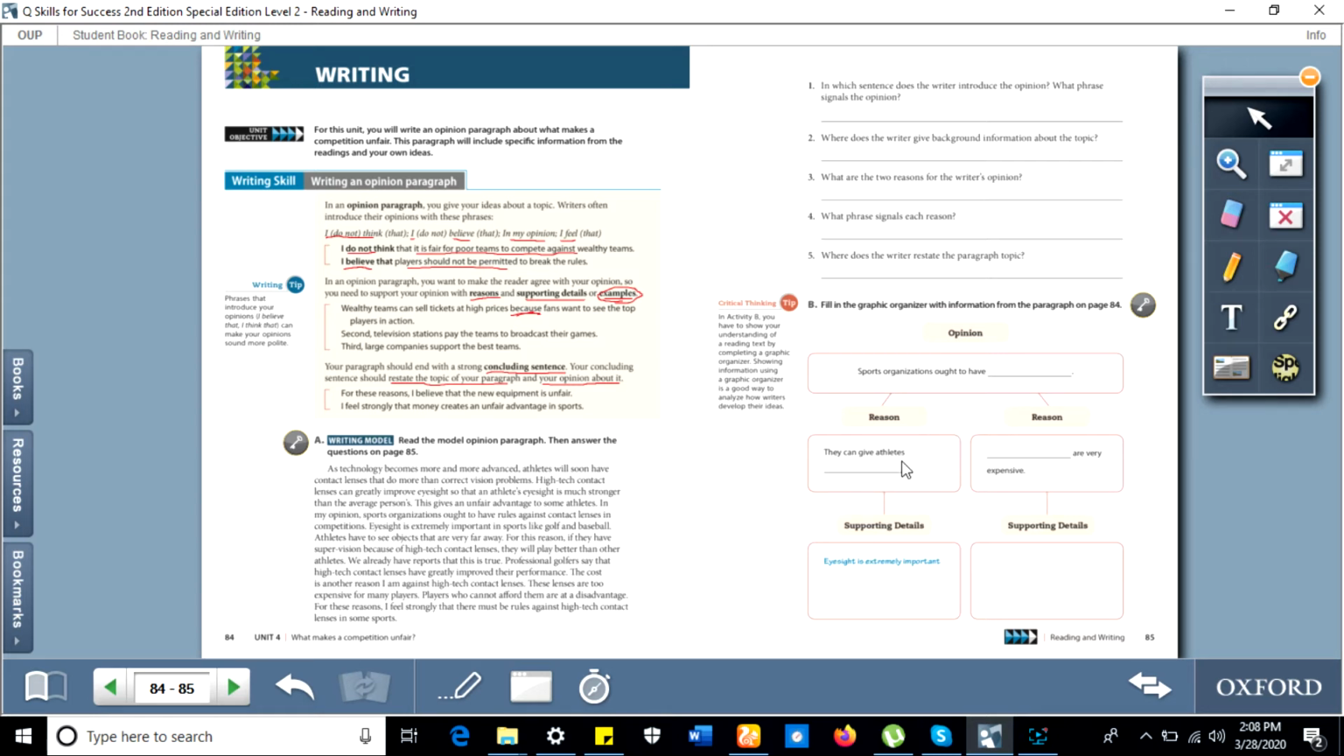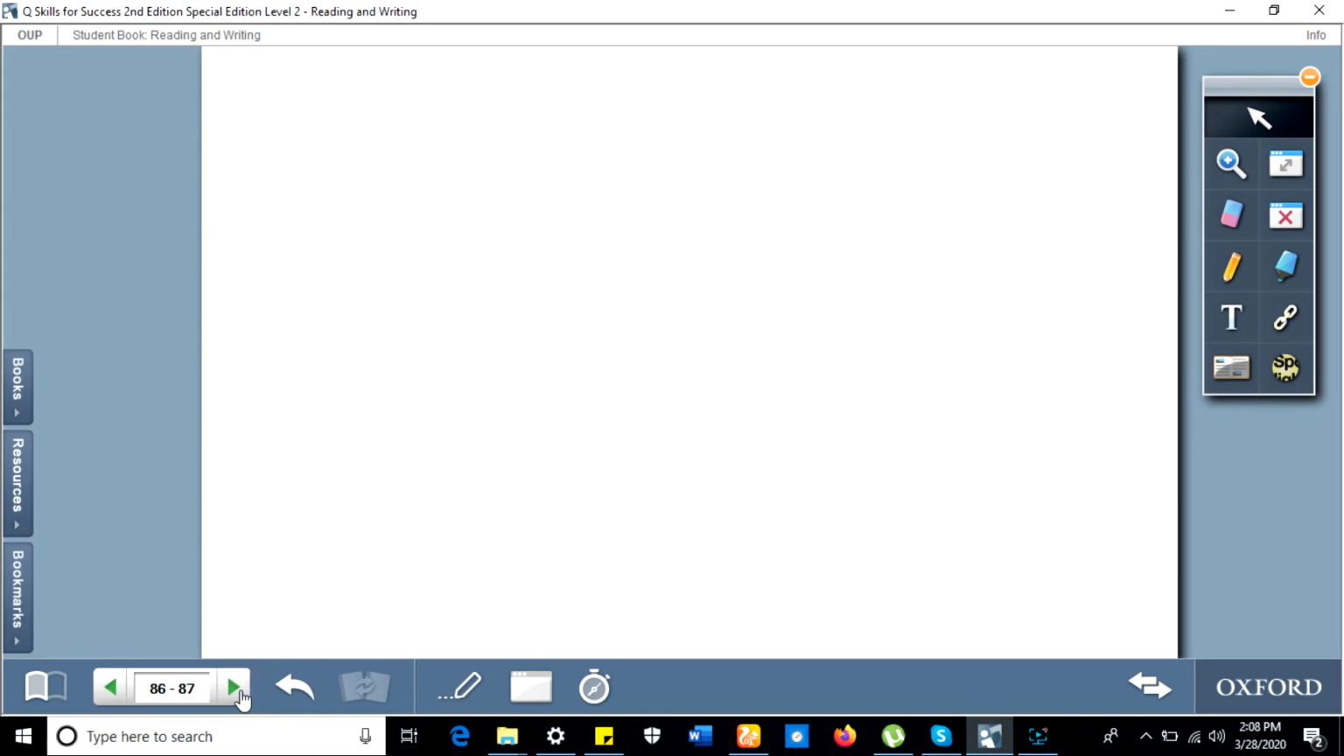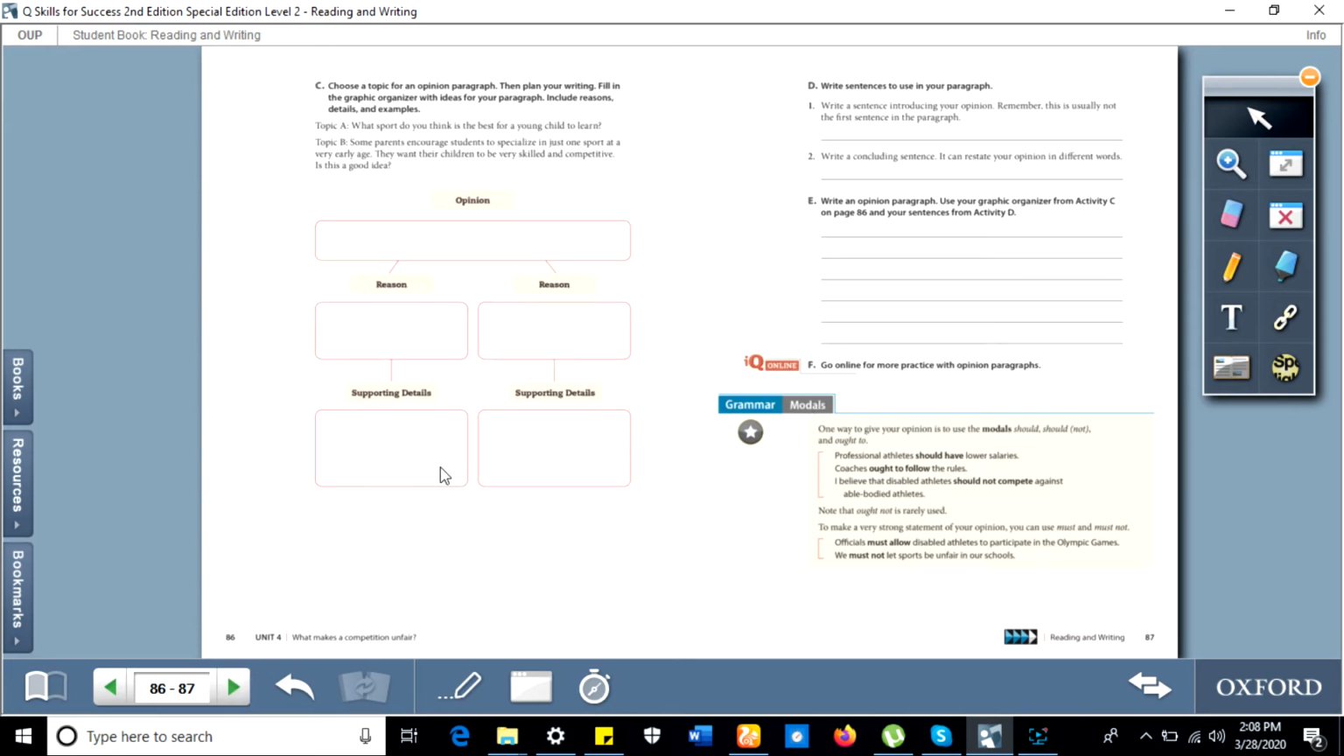You have to give two reasons and supporting details here, and supporting details here, by looking at it. And here you have to choose topic A or B, and then give your opinion and give two reasons and supporting details. So basically that's how you have to do this activity and complete it.